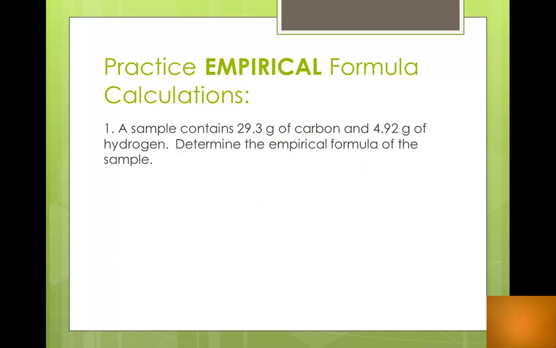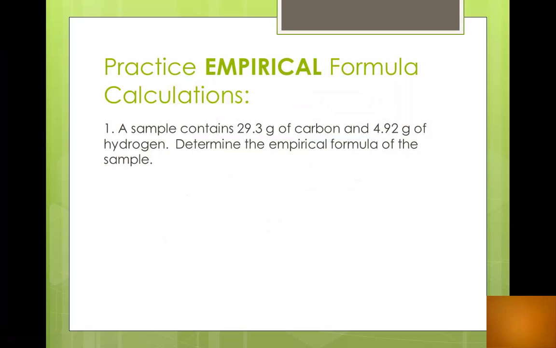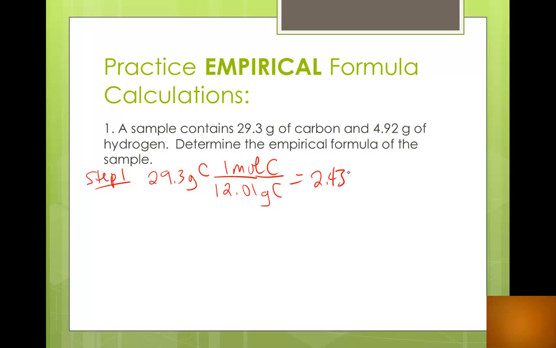A sample contains 29.3 grams of carbon and 4.92 grams of hydrogen. Determine the empirical formula of the sample. My first step is to determine the number of moles of each component present. So to do step 1, I'm going to take 29.3 grams of carbon and convert to moles of carbon. I get 12.01 grams of carbon off the periodic table, 1 mole of carbon on top. I get 2.43963 moles of carbon.